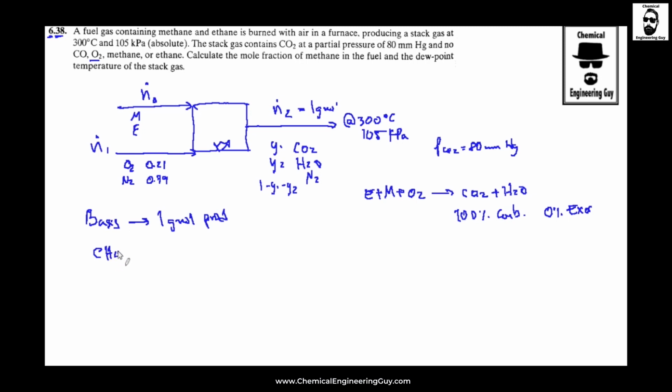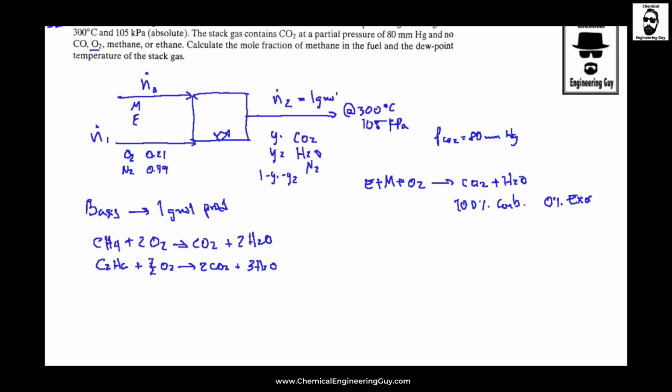Methane plus 2 molecules of oxygen gas will form to give you CO2 plus 2 molecules of water. And for ethane, it's C2H6 plus 7 halves O2 will react to give you 2 CO2 plus 3 H2O. We have our reactions. So let's start doing mass balancing.